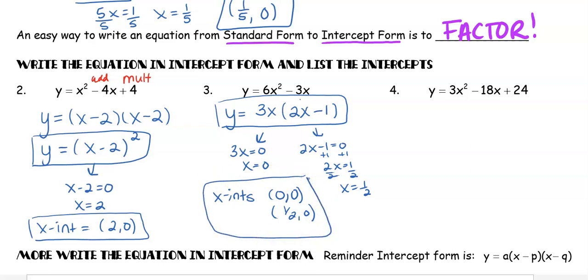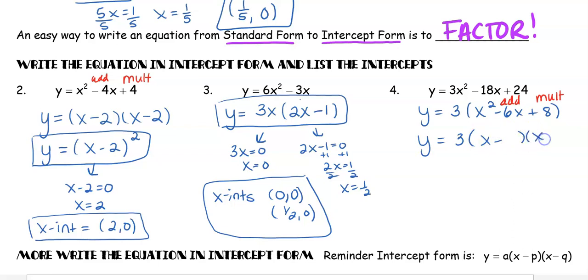Number 4, it looks like it's going to be Batman, but don't worry, it's not, because again, our first step is GCF. When I pull out that GCF, I'm left with regular factoring. And remember, regular factoring, we're looking for 2 numbers that multiply to the last term and add to the middle. So here, I'm multiplying to a positive and adding to a negative. That means that both of my pieces have to be negative, and I need two numbers that multiply to 8, but also add to -6: -4, -2. So here's my equation in intercept form.